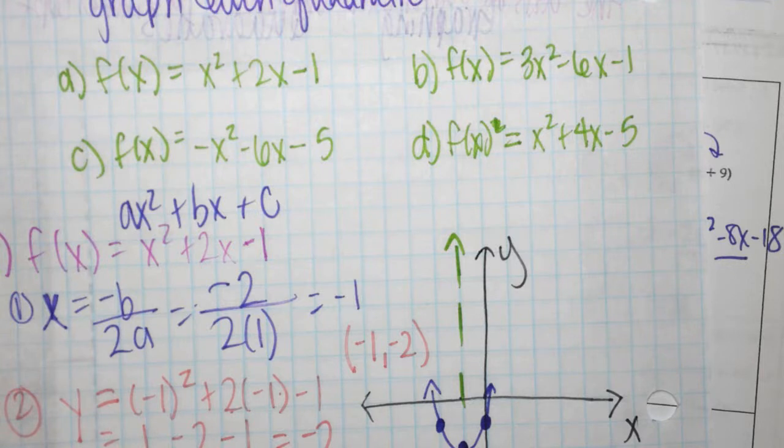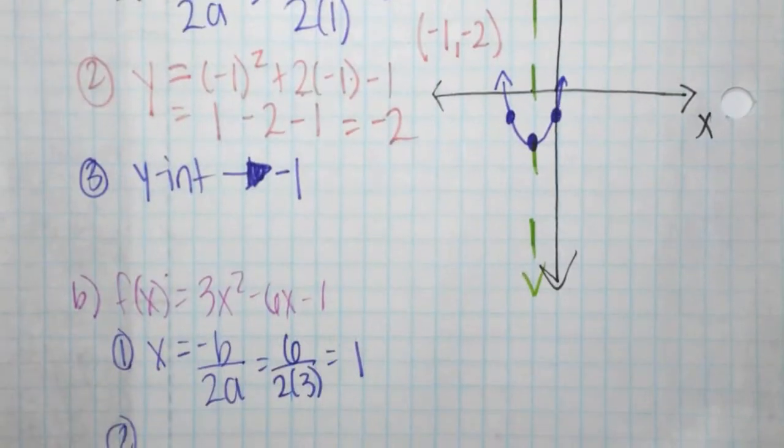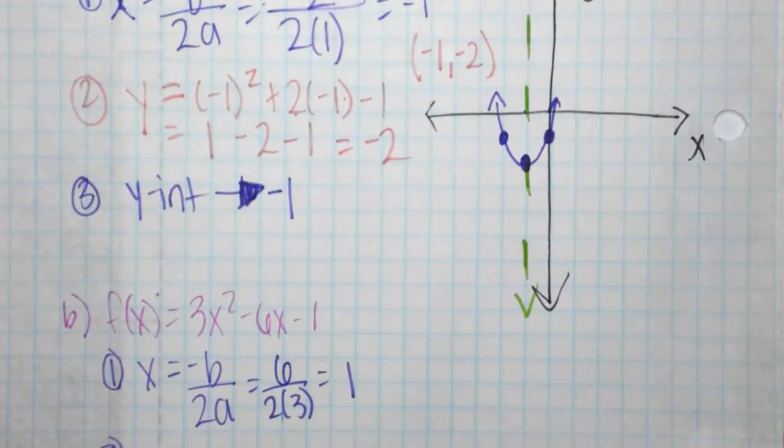Remember, it's the opposite of b divided by 2 times a. So it's the opposite of negative 6. The opposite of negative 6 is positive 6 divided by 2 times 3. I got -10. But you guys got -1. That's what I got for my axis of symmetry. Great.